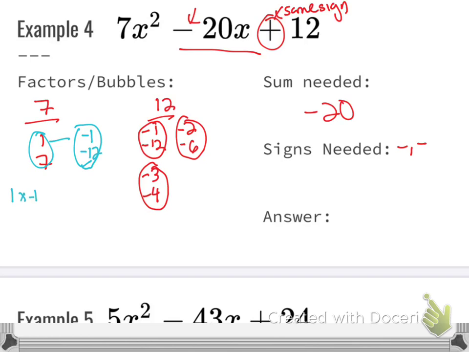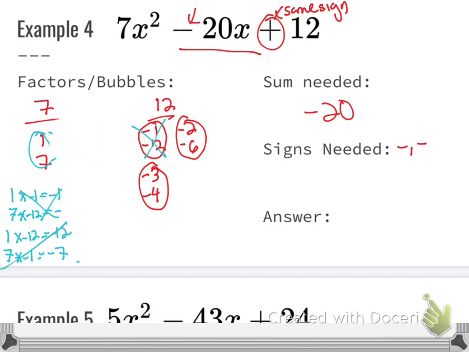1 times negative 1 is negative 1. 7 times negative 12 is going to be a really big number. So we know that one's not going to work. So let's try the crisscross method of this one. 1 times negative 12, negative 12. 7 times negative 1, negative 7. That's pretty darn close. We got to negative 19, but that's still not what we're looking for. So no, that one's not going to be our option. We're going to move on to our next one.